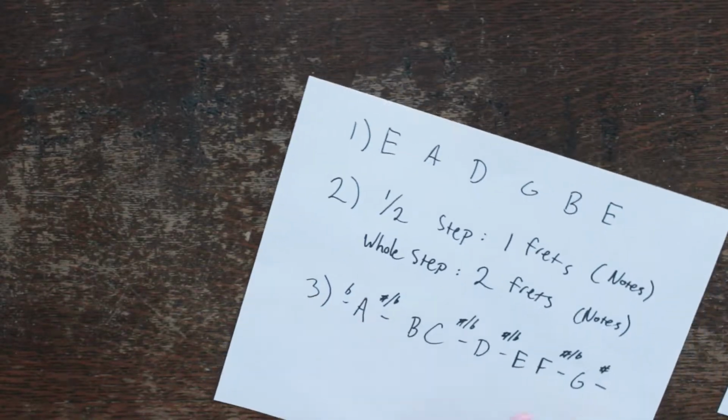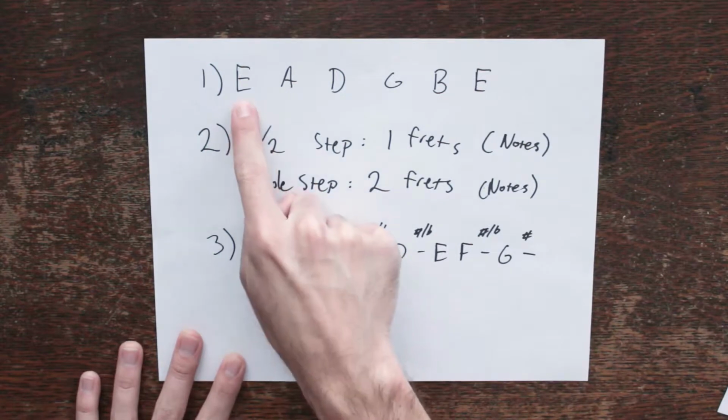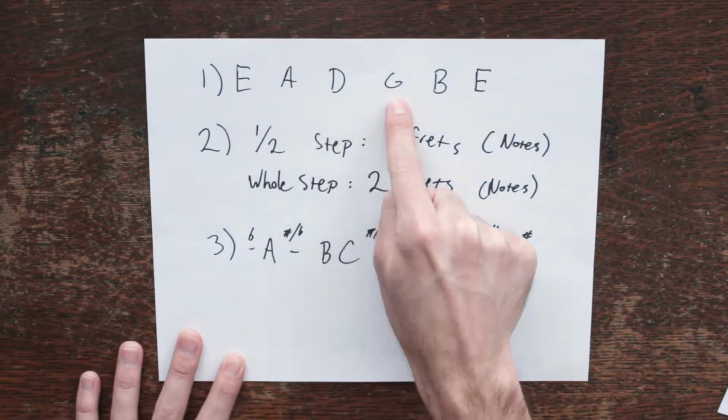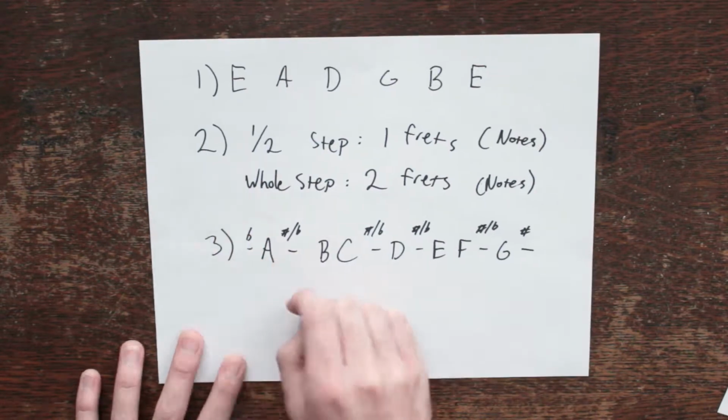Hey guys, today I'm going to be showing you how to find all the natural notes on all 6 strings of your guitar. Let's get started. There are 3 things that we need to know before we start this. We're going to need to know our string names: low E, A, D, G, B, E.